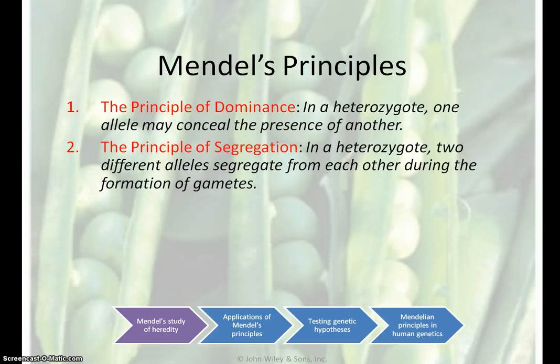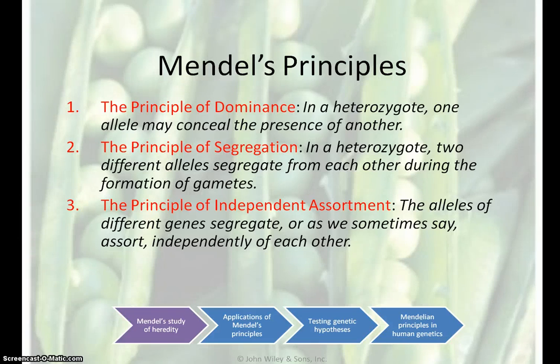Mendel's second principle is his principle of segregation. This means that in a heterozygote, there are 2 different alleles, and they're going to segregate from each other during the formation of gametes, and they're going to segregate independently. Any given gamete is just as likely to inherit one allele as the other. And his last principle is the principle of independent assortment.